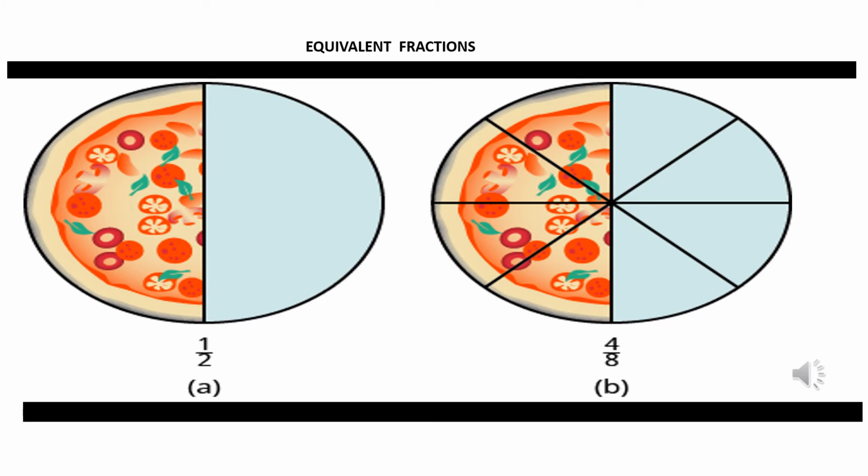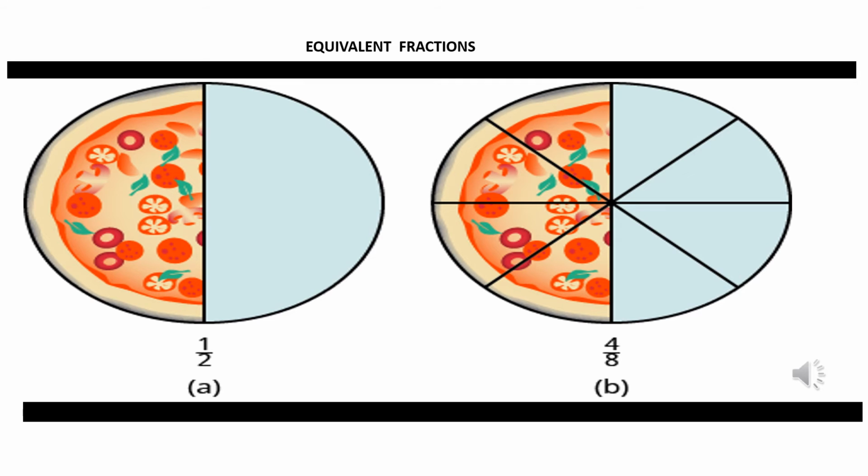The first step is to multiply the numerator of the first fraction by the denominator of the second fraction and note the answer. The second step is to multiply the numerator of the second fraction by the denominator of the first fraction and note the answer. If both the products are equal, the given fractions are equivalent, otherwise they are not equivalent.